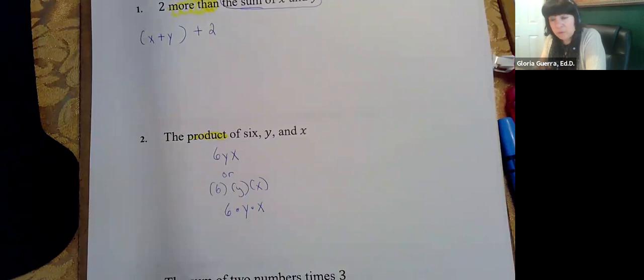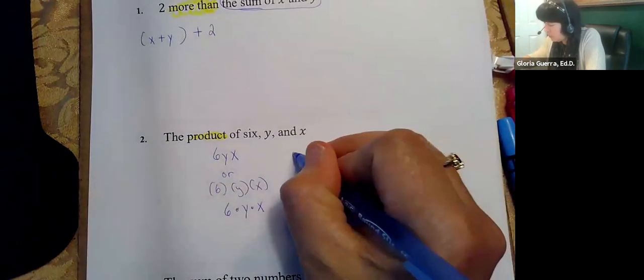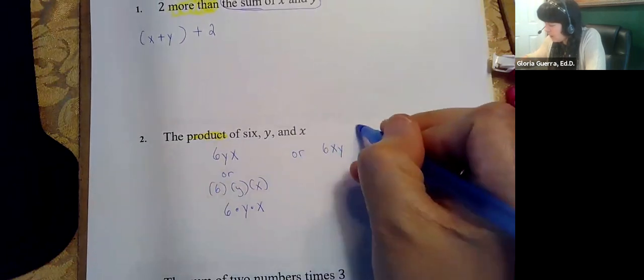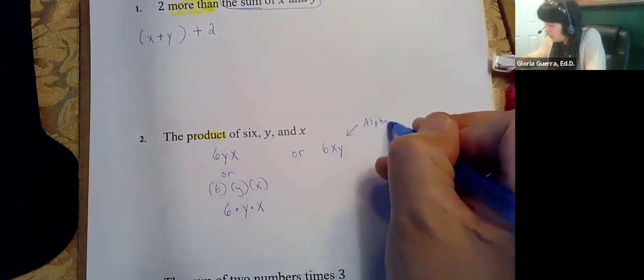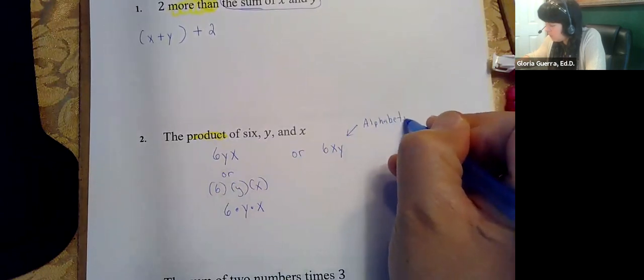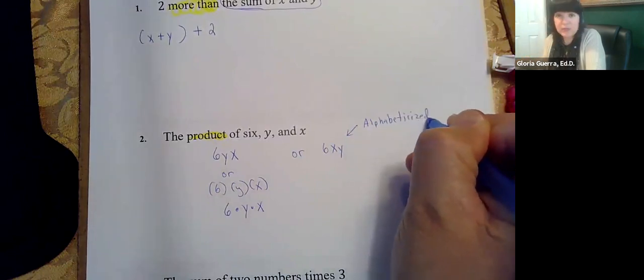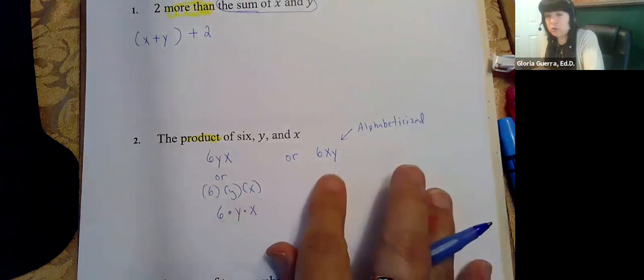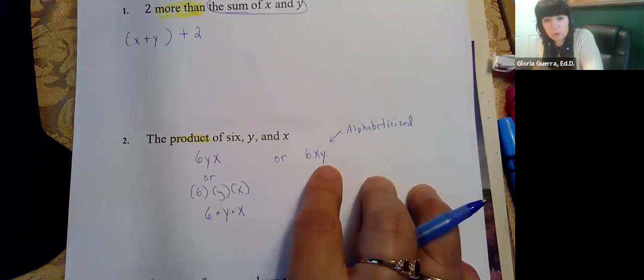Also, if you wanted to alphabetize, I think it'd be okay if you put 6xy. That is alphabetize, and I'm not sure if I spelled that right. So you shouldn't get penalized for alphabetizing, because multiplication is commutative. So is addition. Addition's commutative, and so is multiplication. So they shouldn't penalize you for that. Okay. So you're just alphabetizing the x and the y, but it's not required.